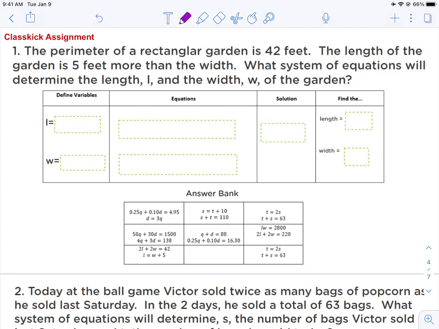First thing we need to do is to define our variables. And it tells us how to define it. So it tells us that our length is L, so I'm going to write that in. And then it tells us that our width is W. So I write that in.